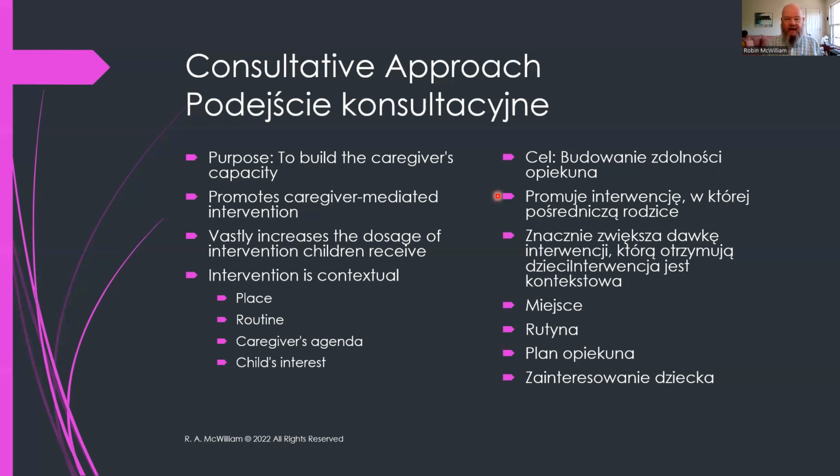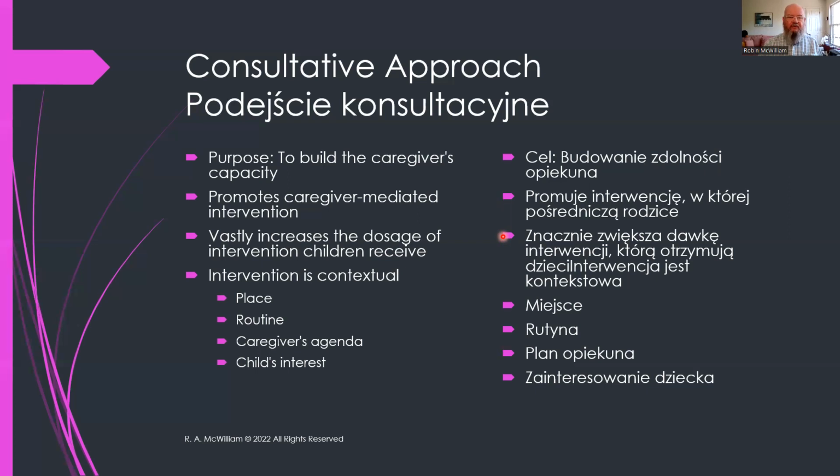So then it asks, well, if we're not supposed to work directly with the child, what are we supposed to do? Well, by building the caregiver's capacity, now the caregiver is in a better position to mediate or provide the intervention. And that in turn vastly increases the dosage of intervention that children receive.